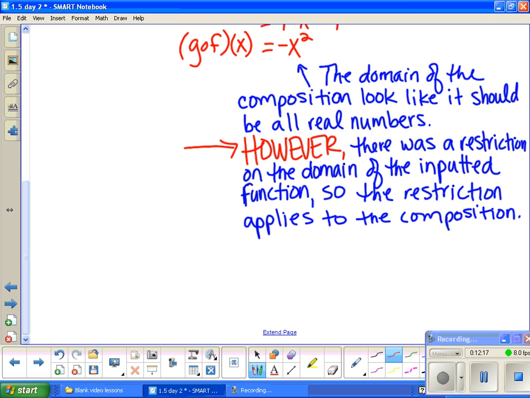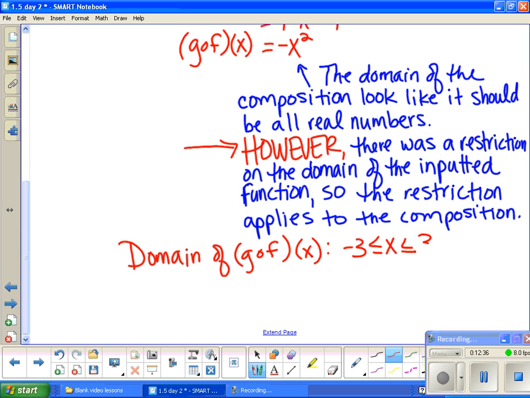So the domain of g of f of x is negative 3 less than or equal to x less than or equal to 3. So when you have a restriction on the inputted, or the first function, then that restriction also applies to the second function.